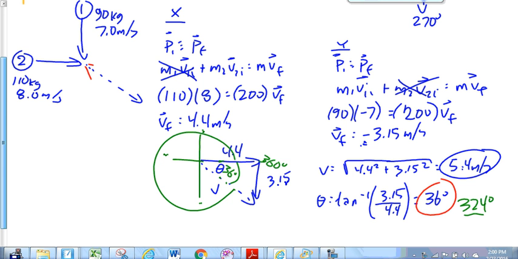No, we will. Yeah, we definitely will. 36 degrees south of east. In this case, it would be 36 degrees "south of east." I'm using quotation marks there because it's not really south of east in this case.